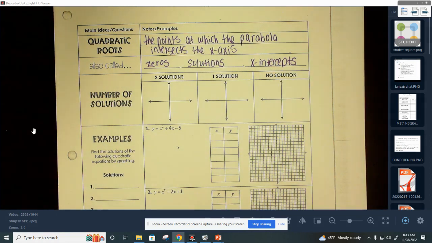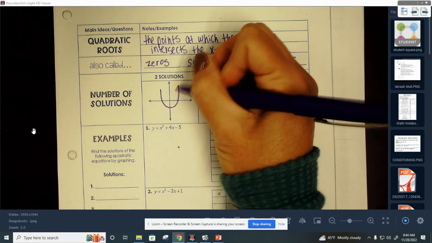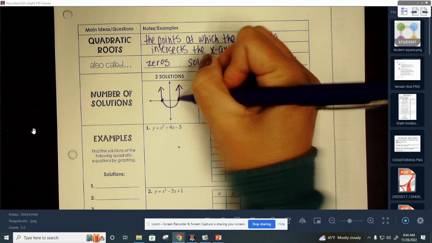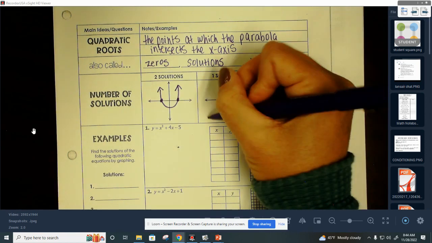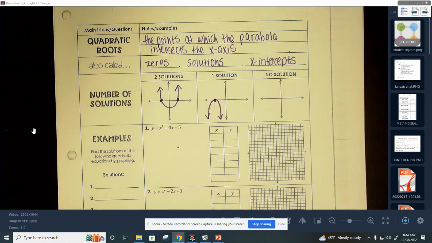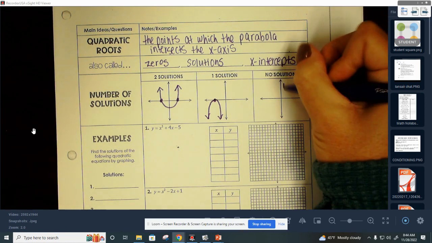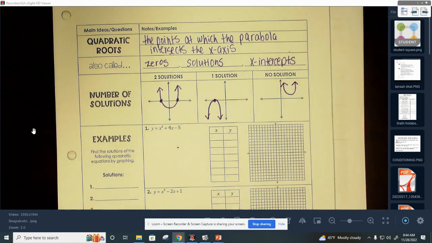We can actually look at a quadratic when it's graphed and tell what the quadratic roots are just by the way the graph looks. If the graph crosses the x-axis at 2 points, then there's going to be 2 solutions. If it touches the x-axis once, like that example, there will be 1 solution. And if the parabola doesn't touch the x-axis at all, there's no solution. So most of our lesson on quadratic roots is graphing.